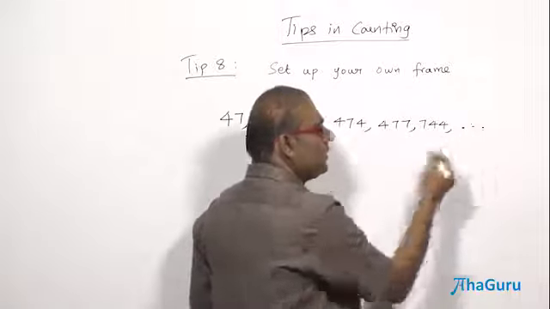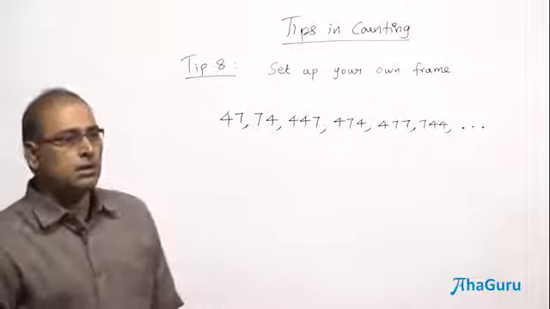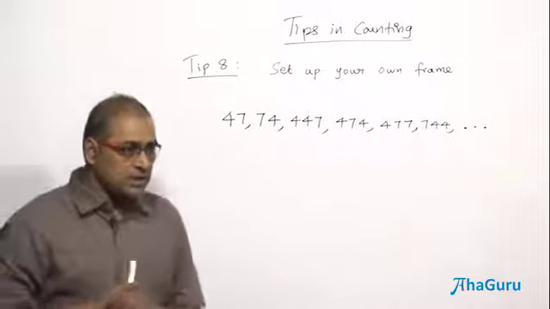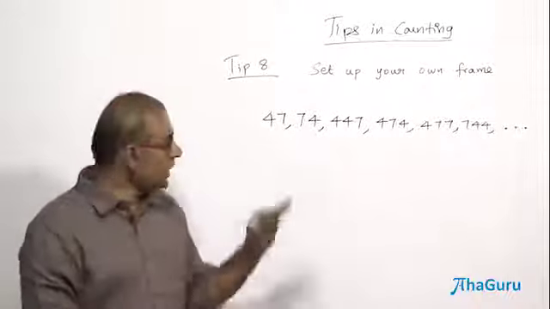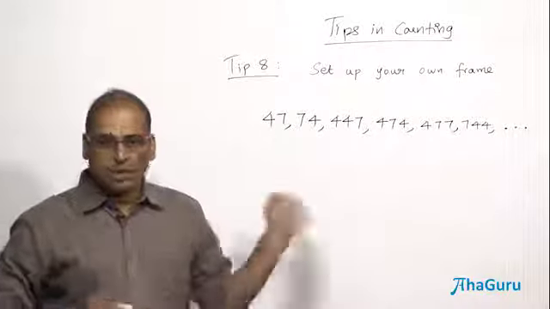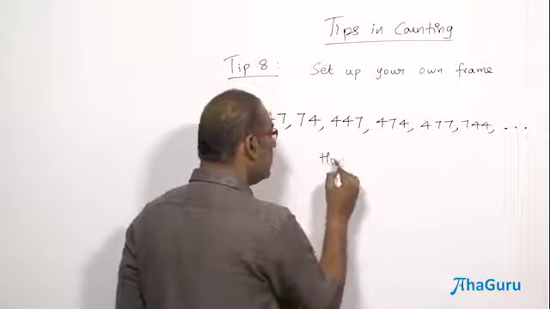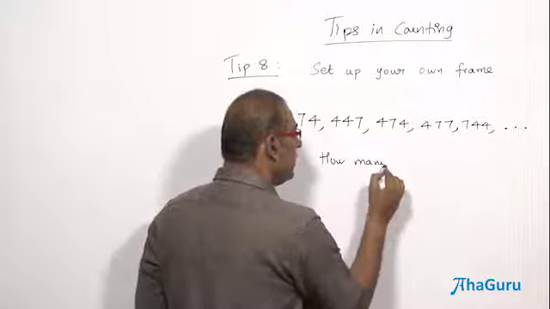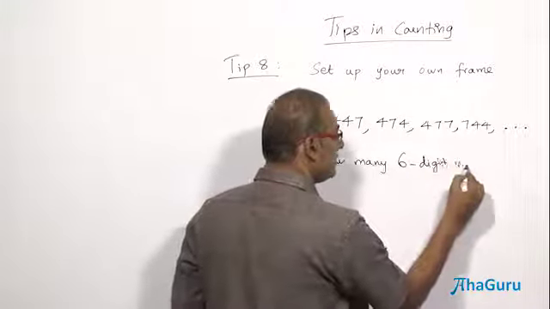So a sequence is written, a sequence of natural numbers containing both digits 4 and 7 only, written in ascending order. I want to know how many 6-digit numbers there are.